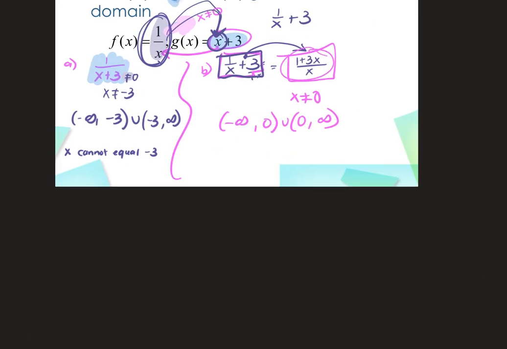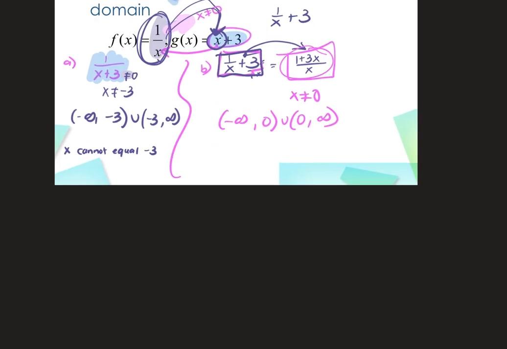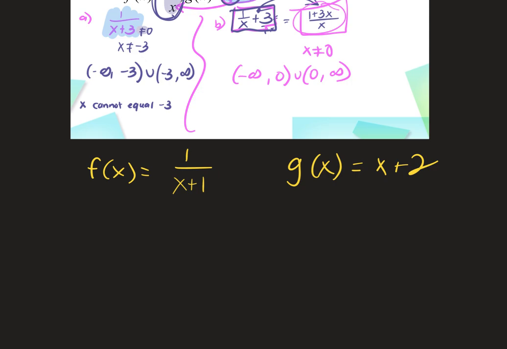So for example, let's say I had f of x equals 1 over x plus 1, and g of x equals x plus 2. So f of g, actually do it the other way around. g of f of x. Find that, and find the domain restrictions.